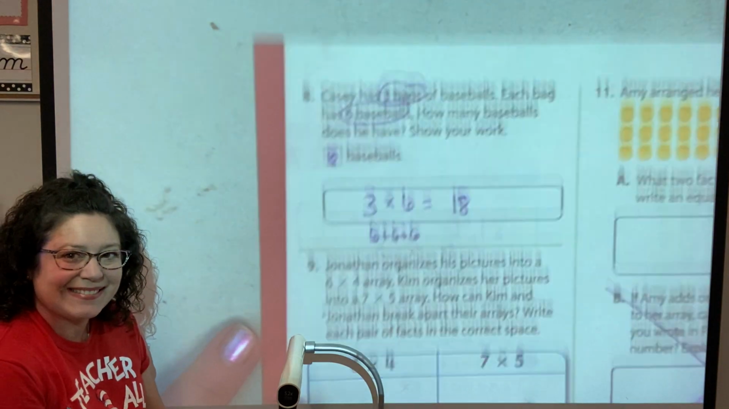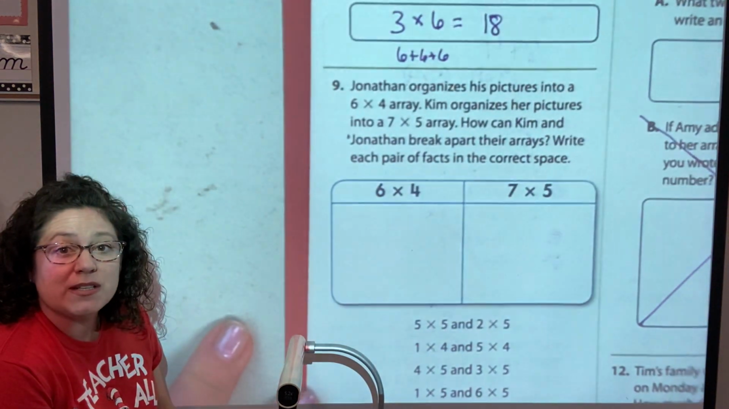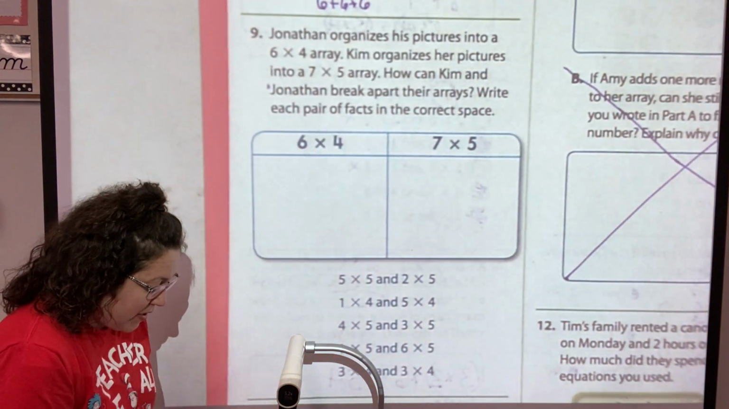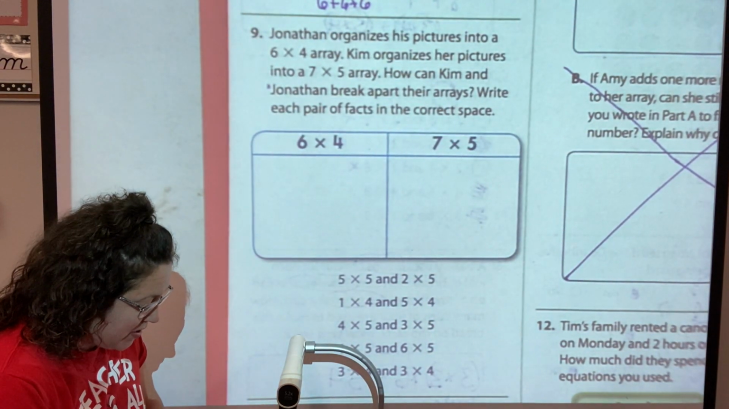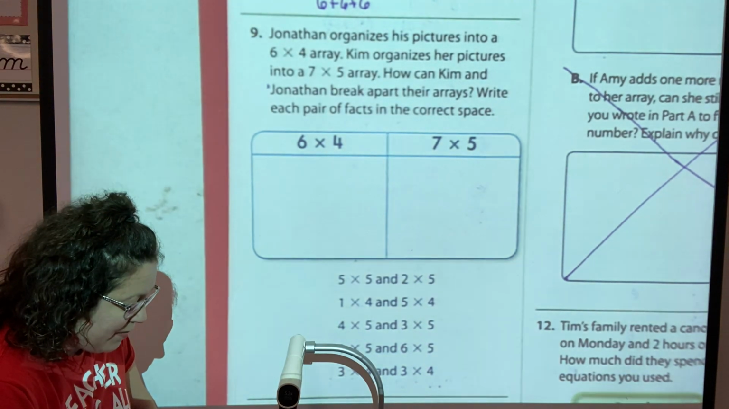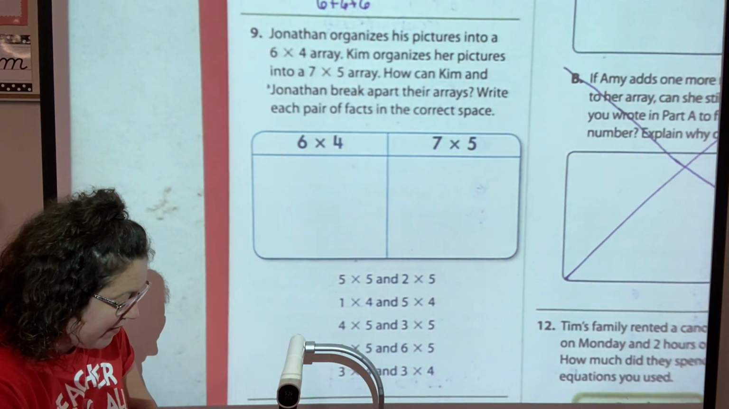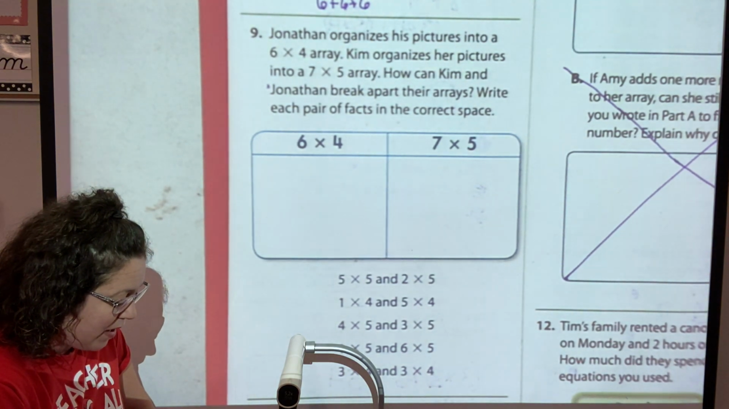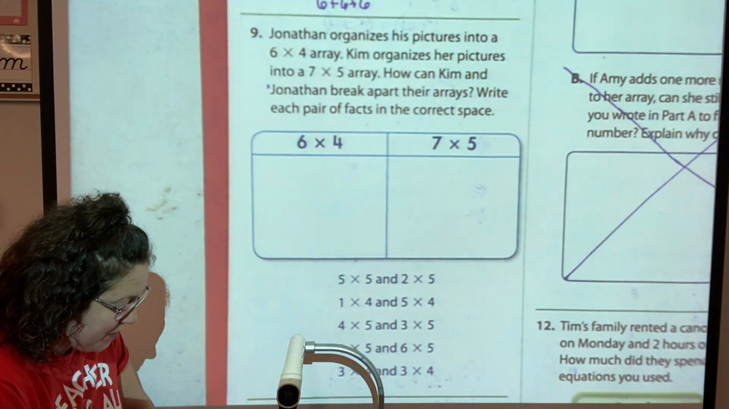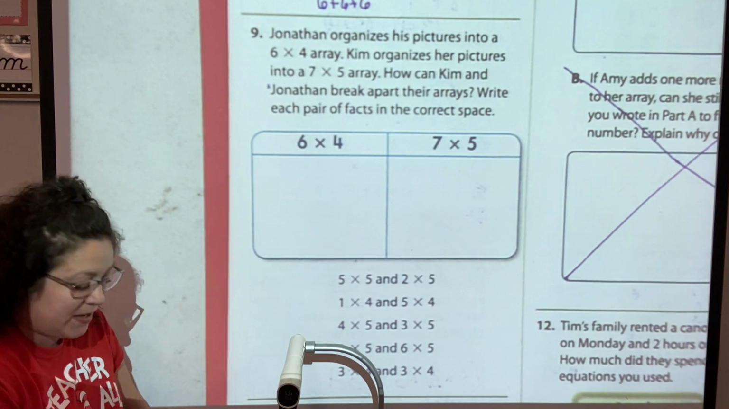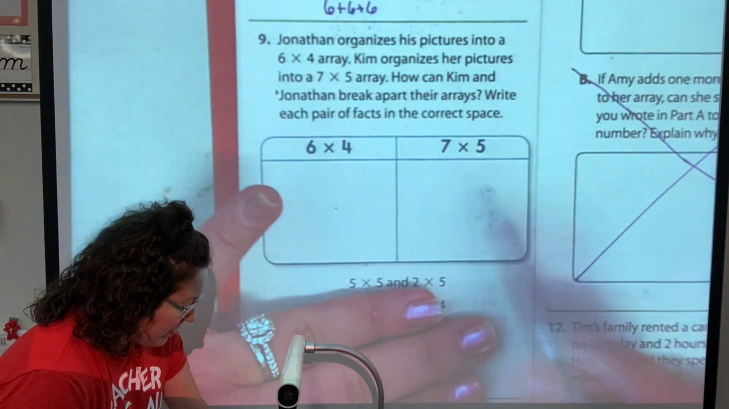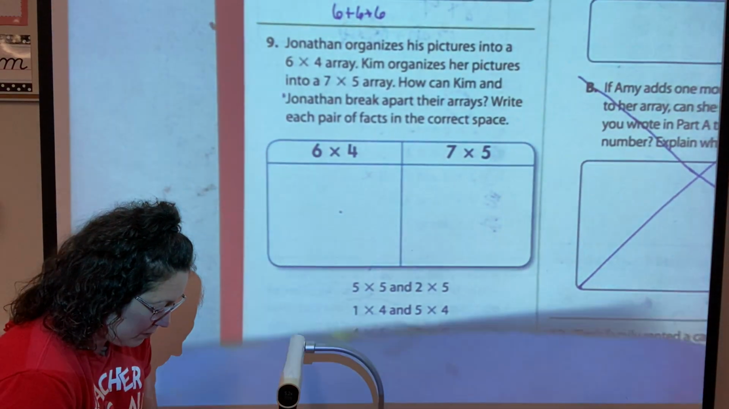Okay. All right, now this one was a little different, so you may have skipped this one, which is fine. We're going to do it right now together. Jonathan organizes his pictures into a 6x4 array. Kim organizes her pictures into a 7 times 5 array. How can Kim and Jonathan break apart their arrays? Write each pair of facts on the correct space. All right, so we're looking, which one is this one going to match? Over here or over here?